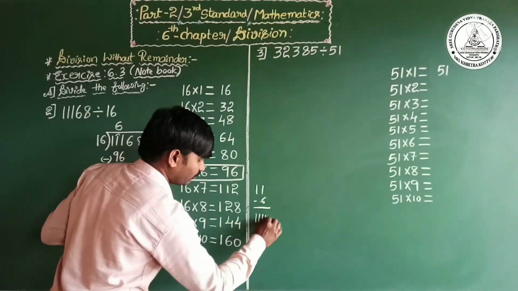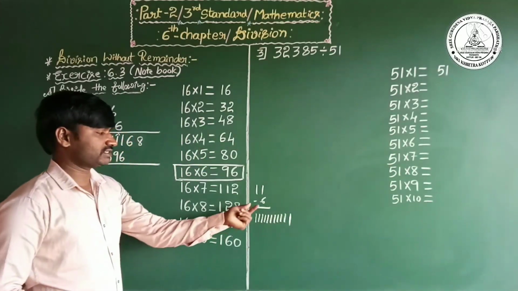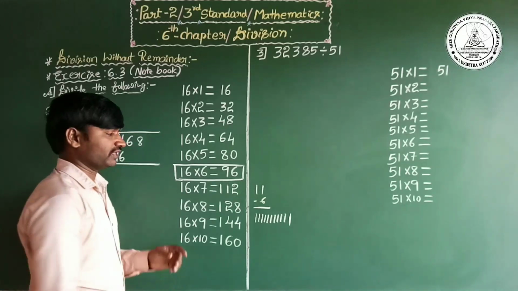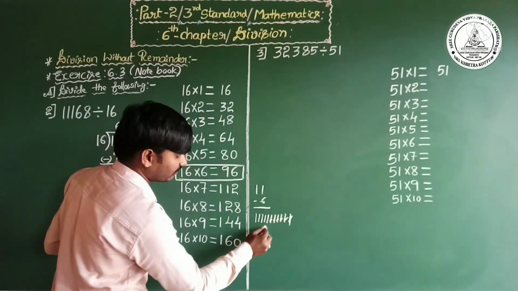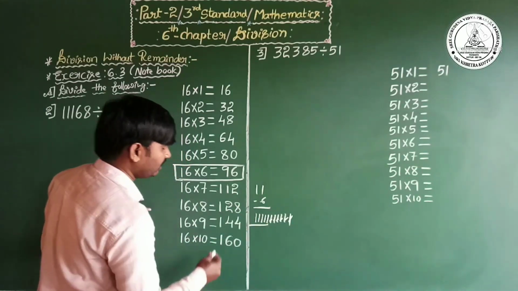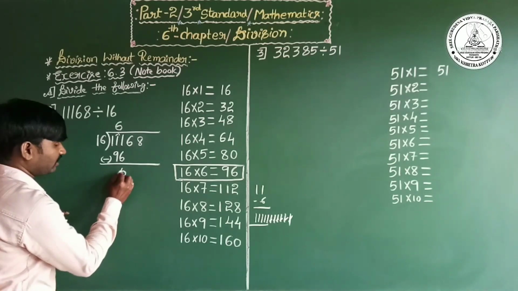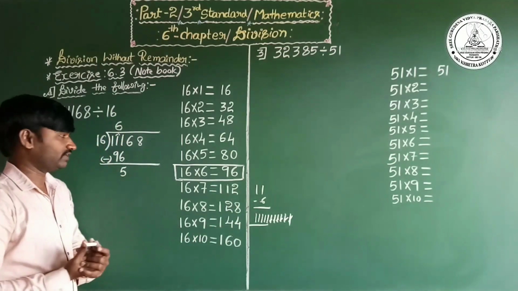1, 2, 3, 4, 5, 6, 7, 8, 9, 10, 11. How many numbers do you subtract? 6 digits: 1, 2, 3, 4, 5, 6. The rest of the lines: 1, 2, 3, 4, 5. Yes, 5 is the answer. Now 5 plus 6 you add, you get 11.